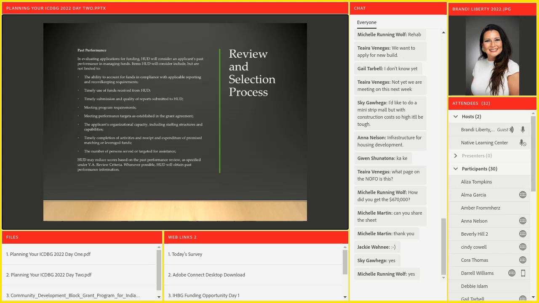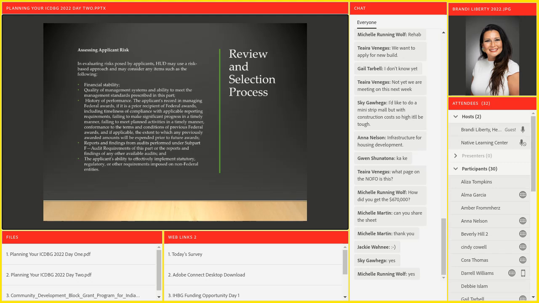The timely use of funds received from HUD, timely submission of reports, meeting program requirements, meeting performance targets, your organizational capacity, including your staffing structures and capabilities, your timely completion of activities and receipt of expenditure or promised matching and leveraged funds, and the number of persons targeted for assistance. HUD may reduce scores based on the past performance review as specified under your review criteria. Wherever possible, HUD will obtain that past performance information themselves, as it's mentioned here in the NOFO.